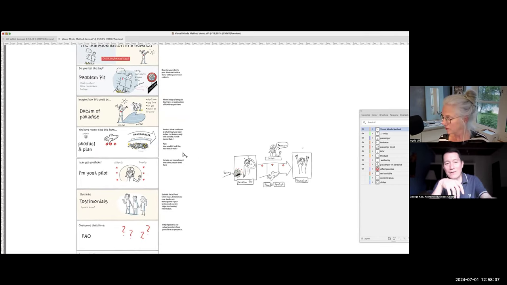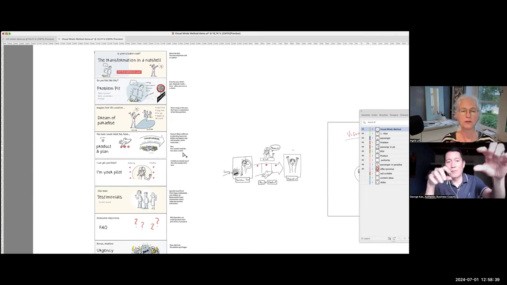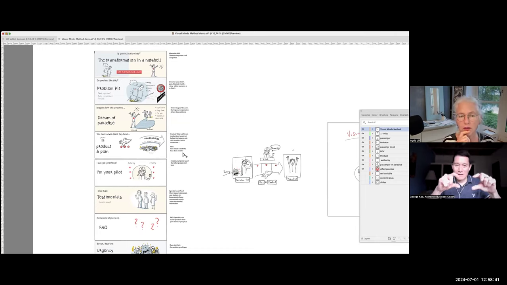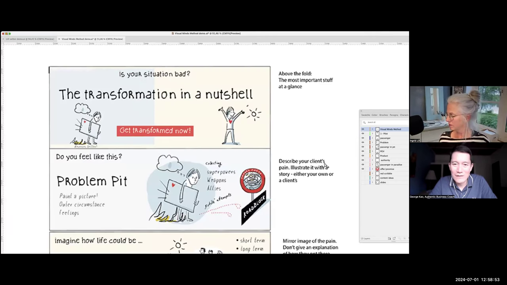What we're seeing here on the left is the linear blocks of a sales page. I like that a lot. Problem pit, dreams of paradise. Can you zoom in a little bit more on the left-hand side so that we can see what's all involved there, above the fold?